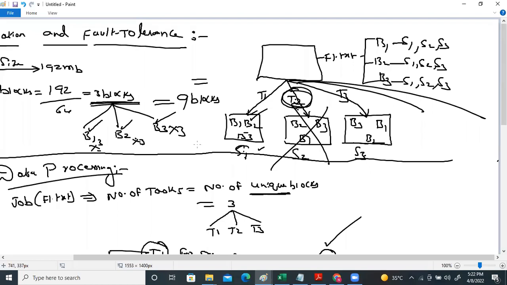Means if you have 9 slaves, 9 blocks are stored. If suddenly S4 is down, then one of the B1 block replicas is lost. B1 will have only 2 replications. And we cannot maintain it also, right? So this replication, and one more important thing.